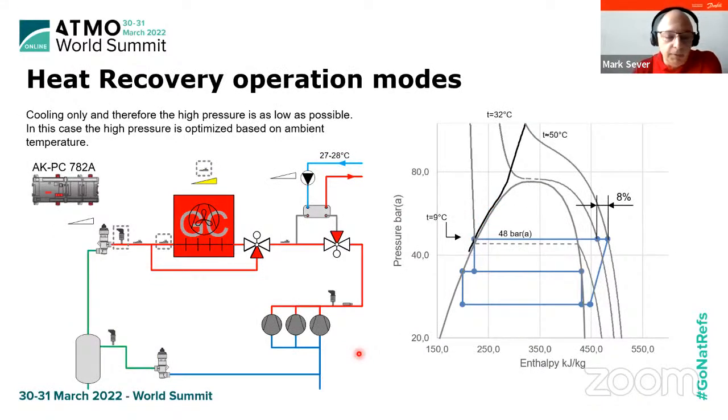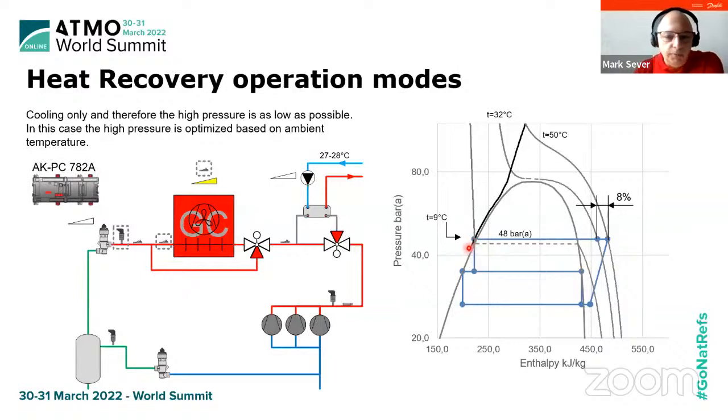If you imagine you have a cold ambient condition, let's say wintertime, with all temperatures, for example, below 5, 6, 7 degrees Celsius, we will be able to manage temperature out of the gas cooler on the level of 9%.